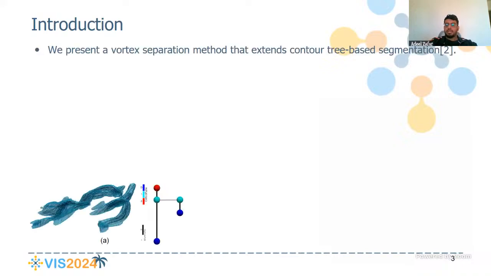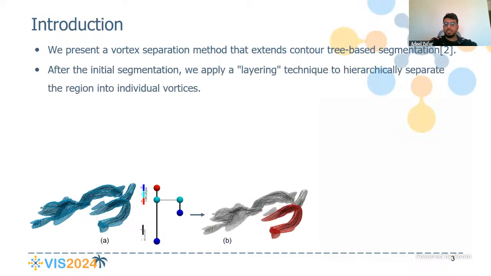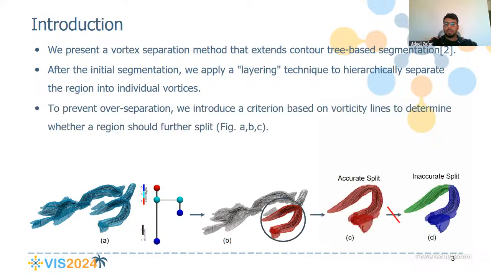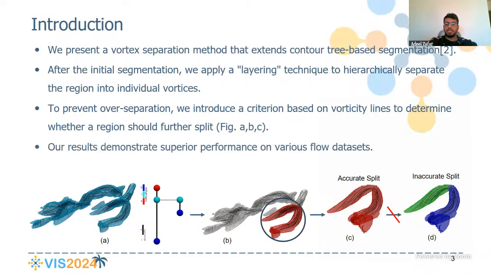So in this work, we present a vortex separation method that extends the contour tree-based segmentation method. In the first step, we get the segmentation based on the region's contour tree. And then we use a subsequent step called layering to separate a region into exactly two vortices. And this is a recursive process. However, traditional contour tree segmentation could result in a large number of regions due to having many scalar field critical points. Therefore, to avoid inaccurate splitting, we use something called vorticity lines to compute a parameter that decides whether a region should split further. Our results demonstrate superior performance as compared to the previous method of vortex separation.